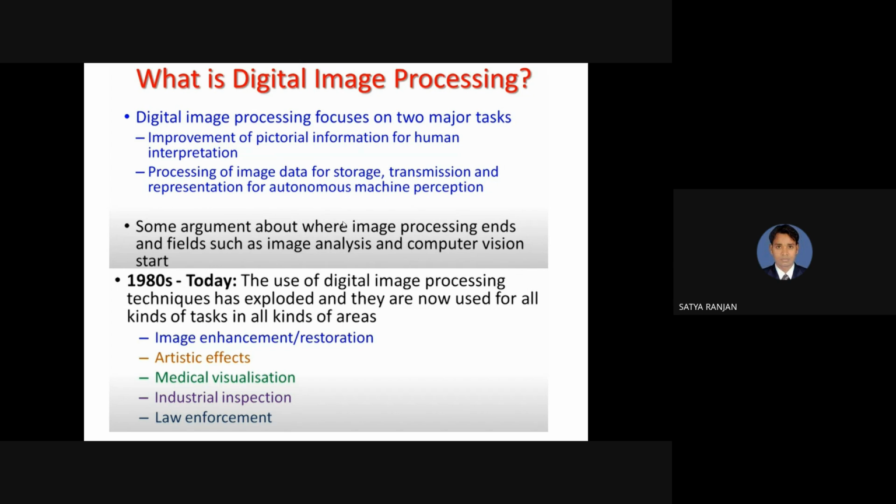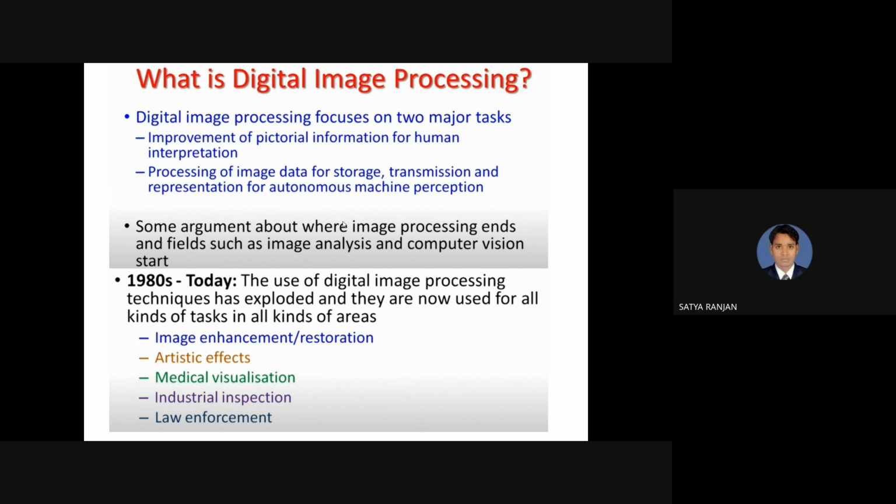Digital image processing focuses on two major tasks. That is improvement of picture information for human interpretation. For our applications, we need a clear satellite image. Some of the time the image is distorted for different reasons. That's why we have to enhance this satellite image to be useful for particular applications. So the improvement of the images is required.